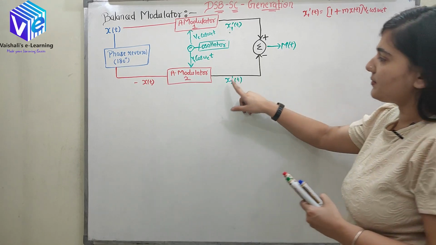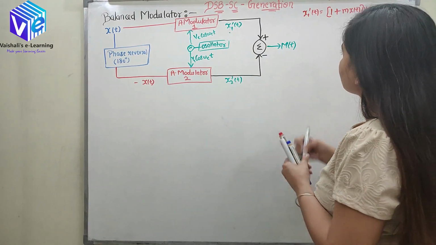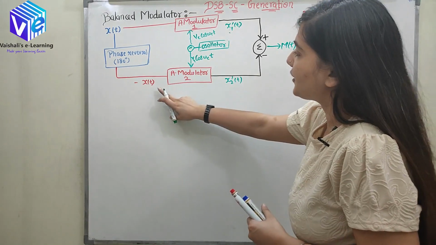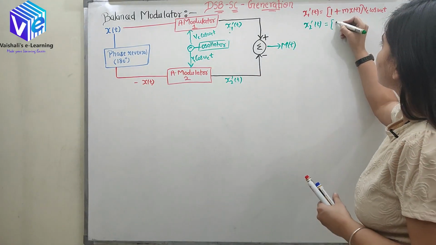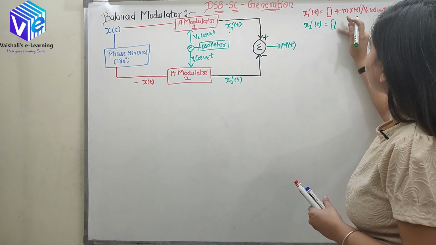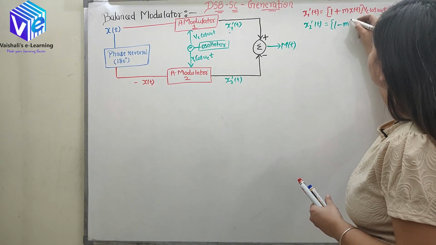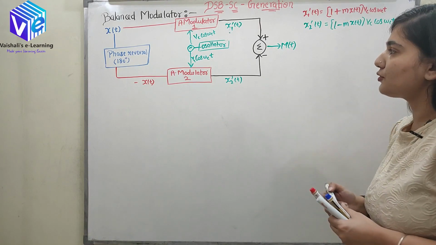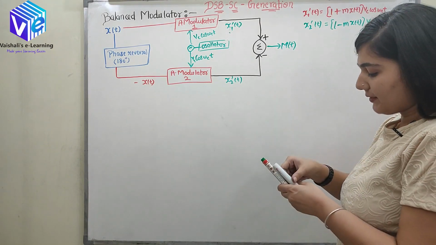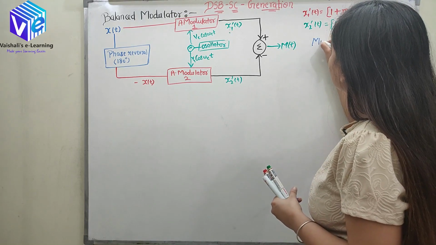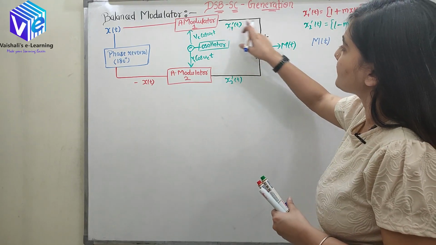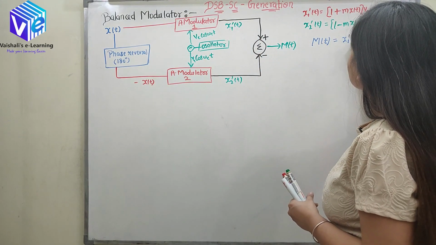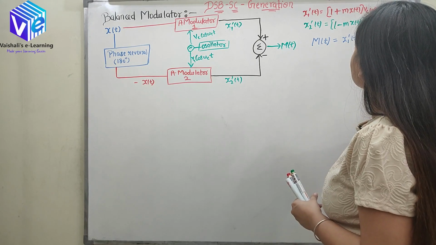So now similarly I can find out x2'(t). So x2'(t) would be equal to, here instead of x(t) I have minus x(t). So I'll be having [1 - m x(t)] Vc cos(omega_c t). So now m(t) is taking x1'(t) and taking minus of x2'(t), and it is adding. So x1'(t) minus x2'(t) would be m(t).